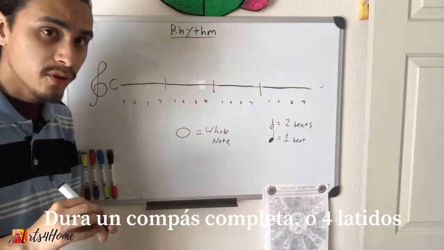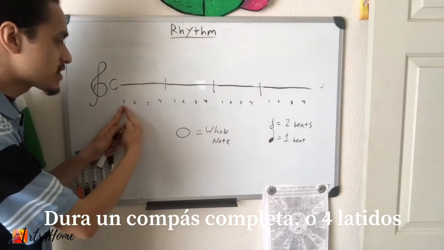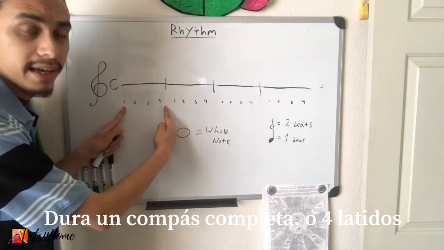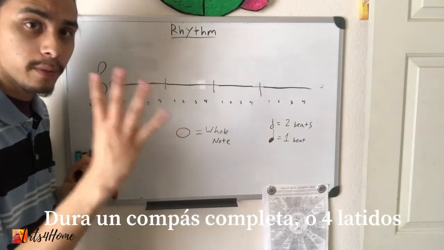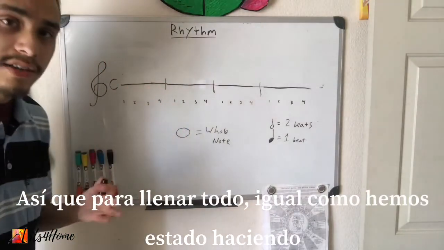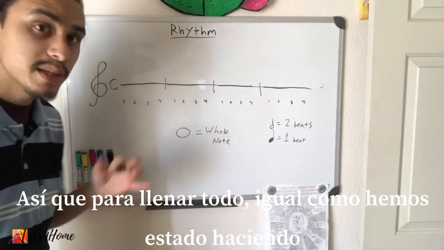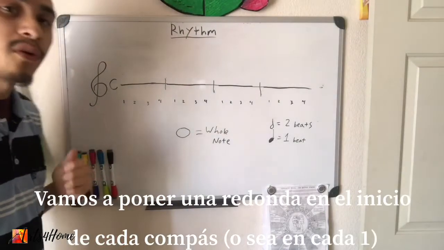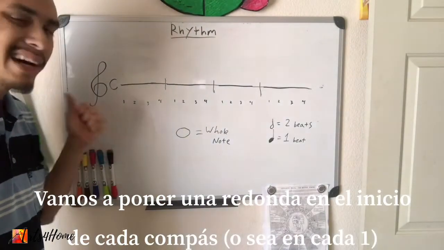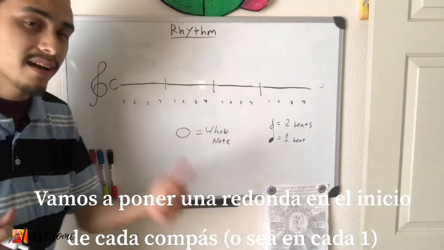It's called a whole note because it lasts for a whole measure, okay? It lasts for an entire 4 beats. So what we're going to do in order to fill up the whole thing, just like we did with the other notes, is we're going to put 1 at the beginning of every measure. So it's only going to land on the number 1.